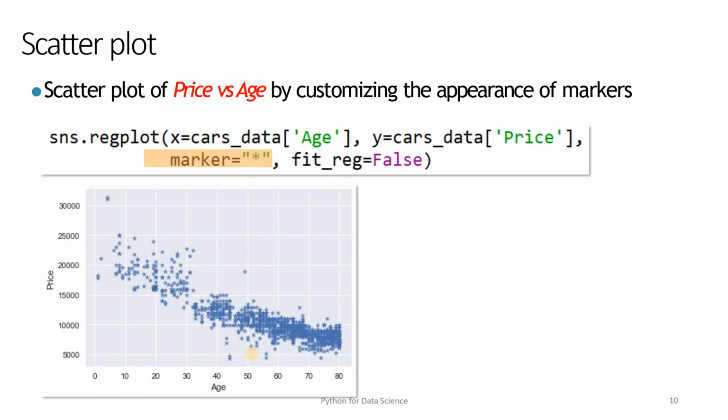Now next you can see here a scatter plot of price versus age by customizing the appearance of markers. So I have changed the appearance of markers by giving marker equal to star. So you can see here the appearance of markers as stars.